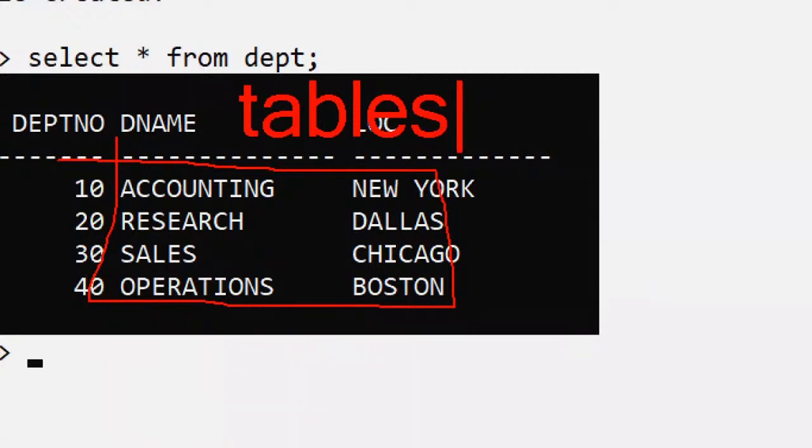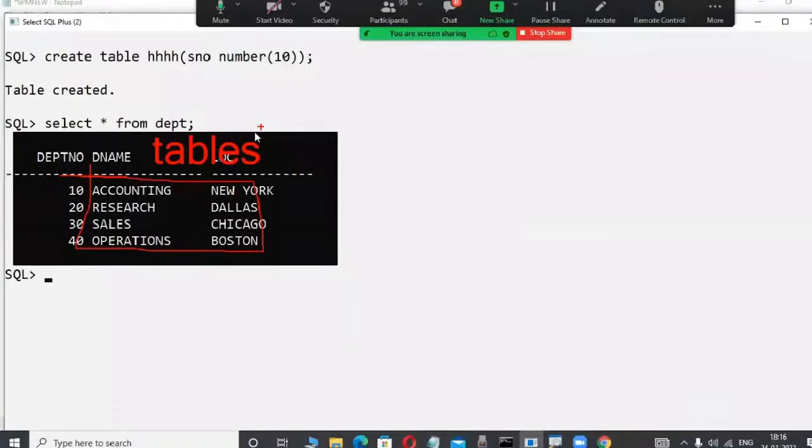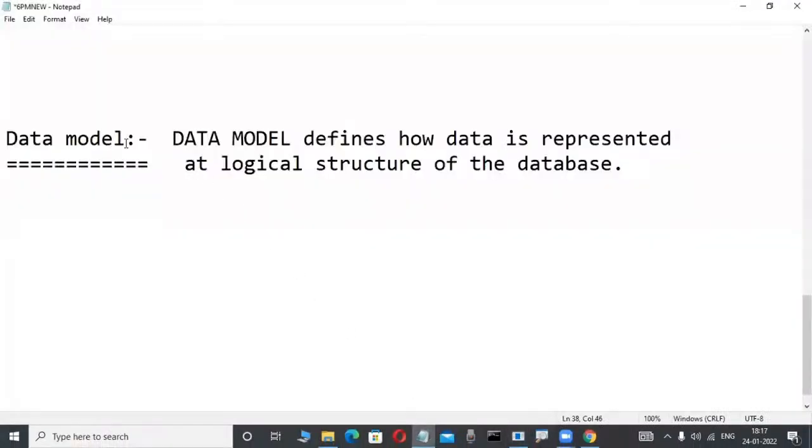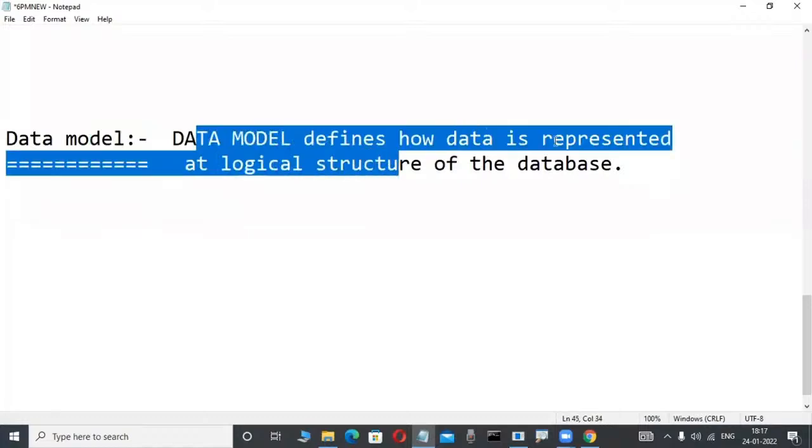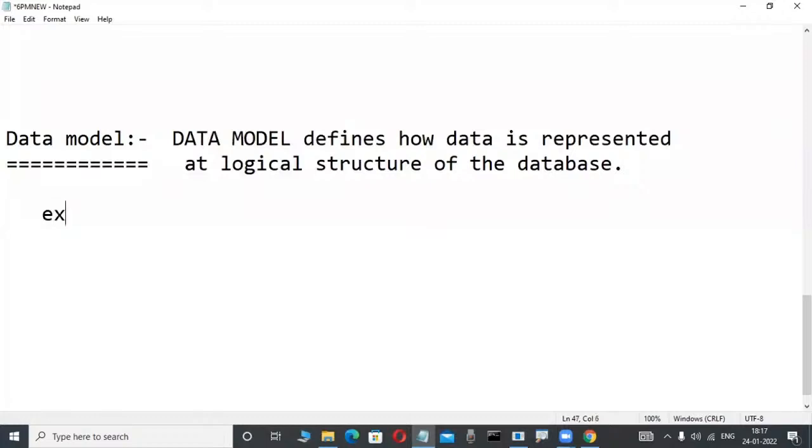Hierarchical data model, network data model, and some other data models were there, with software like IMS and IDMS in those days. But nowadays, a data model defines how data is represented at the logical structure of the database. Concentrate here.